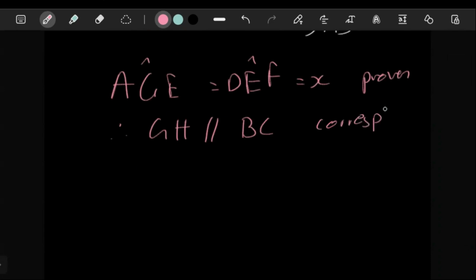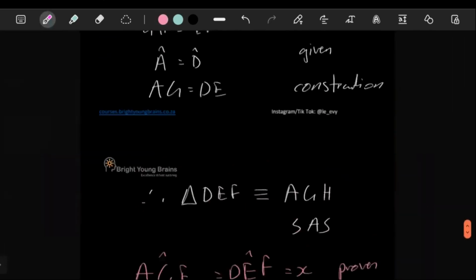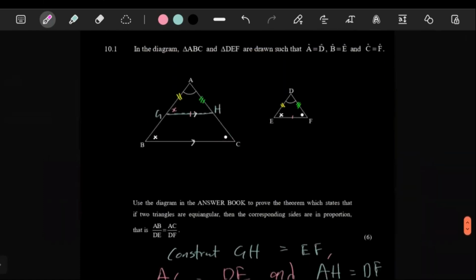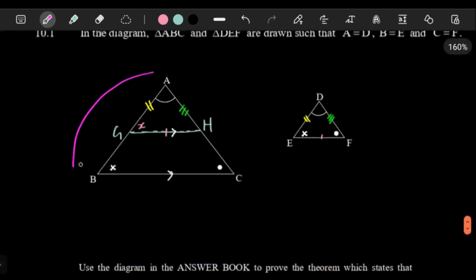Corresponding angles are equal, so lines are parallel. That's just me adding some extra there. Anyways, now that you've shown that you have parallel lines, now you can easily state the proportionality theorem. So here now you can state that AB, which is the big line there, over AG is equal to AC over AH.